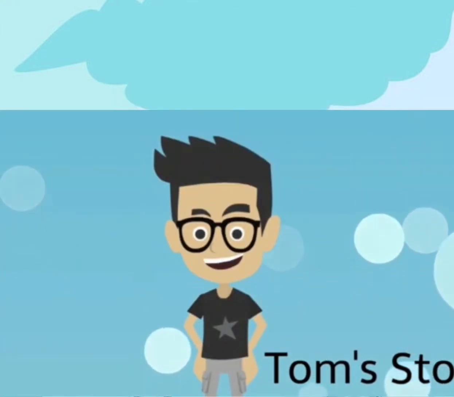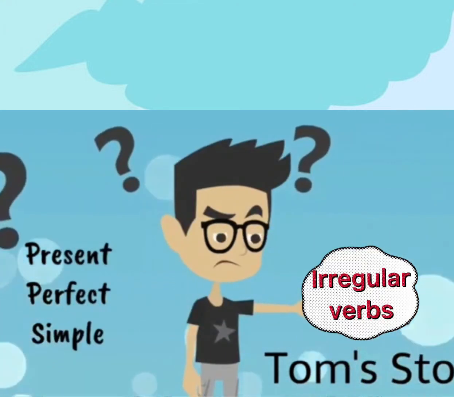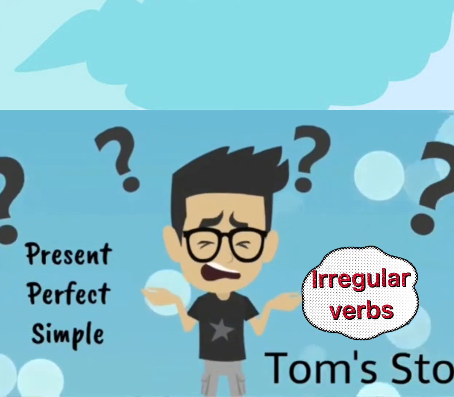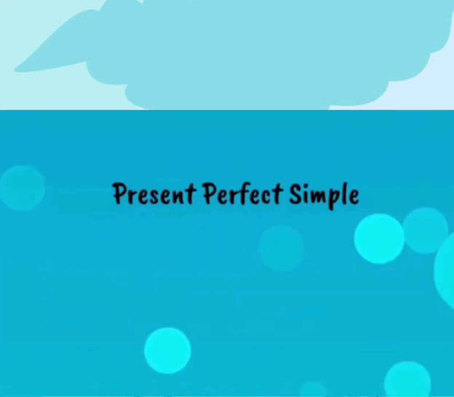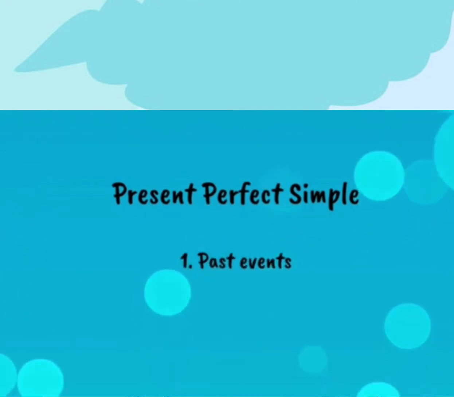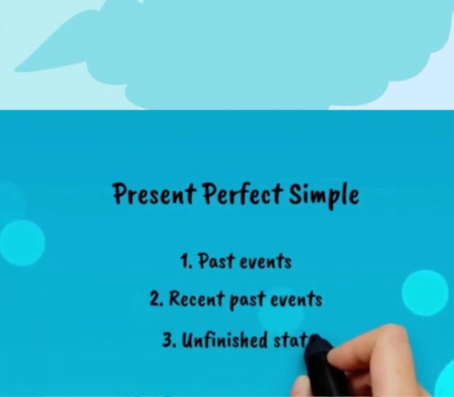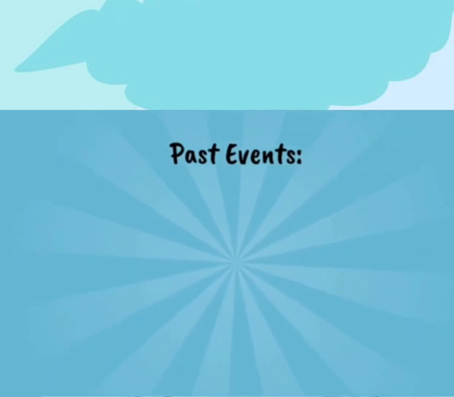Look at Tom's problems. Tom has problems with present perfect and irregular verbs. A common problem students have is understanding when and how we should use present perfect. Let's take a look at the present perfect. Present perfect has three functions. We use it to talk about past events. The first function is past events, the second is recent past events, and the third is unfinished states.